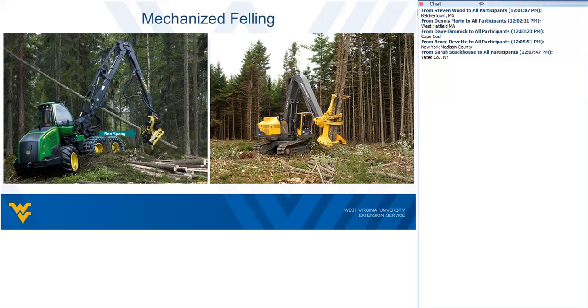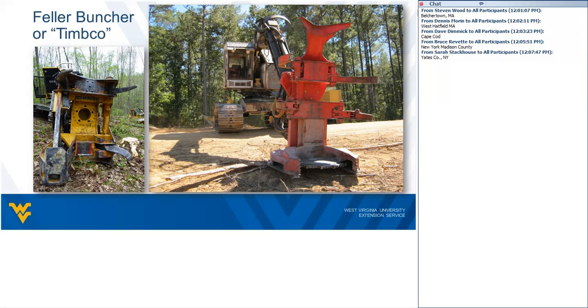Feller bunchers are very common in West Virginia and in other parts of the East, especially in our hardwood forests that we have here. As you get into more of the softwood forests, you may see significantly more of the harvesters, which are the one on the left there, which with their long, tall, straight stems are much more appropriate for doing the processing with that harvester head. So a little closer look. In West Virginia, we call feller bunchers Timcos. Timco is a brand name, actually.